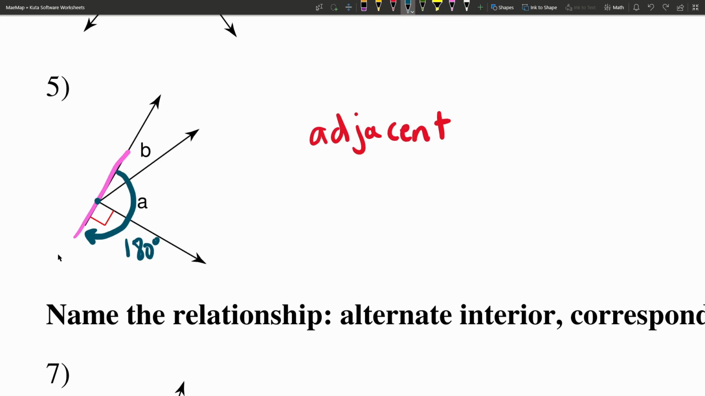So if this, what I've drawn here, is 180 degrees, and we know that this red box represents 90 degrees, well, what are B and A equal to? If this is 90 degrees here, we know that this is also 90 degrees here, since 90 plus 90 is 180. So angle A and B sum or add up to 90 degrees. So since B plus A, those angle measurements, equals 90 degrees, angles A and B are not only adjacent, but also complementary.